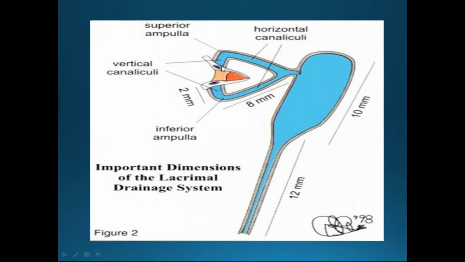This is the vertical part. This is the horizontal part. The size of the vertical part is about 2 mm and the size of the horizontal part of the canaliculus is about 8 mm. The junction between the vertical part and the horizontal part is called the ampulla. This is the common canaliculus, which opens into the lacrimal sac.